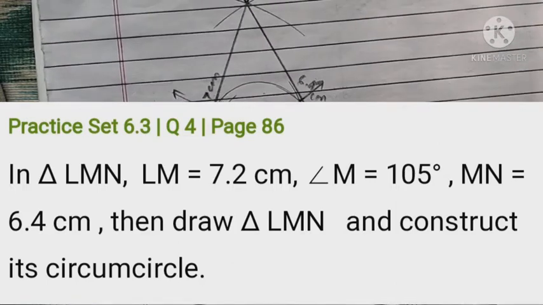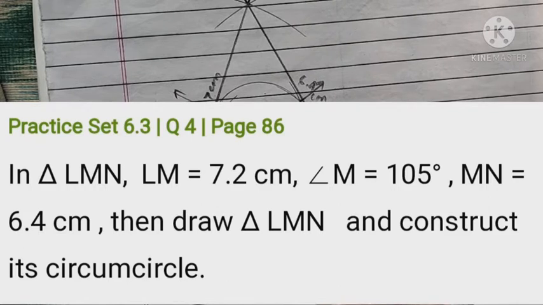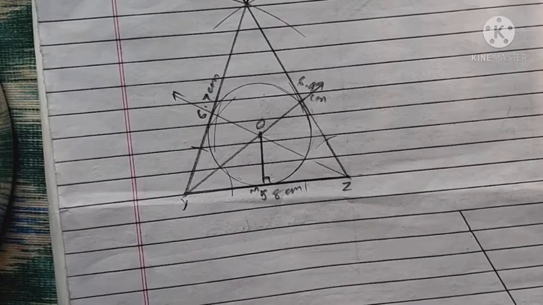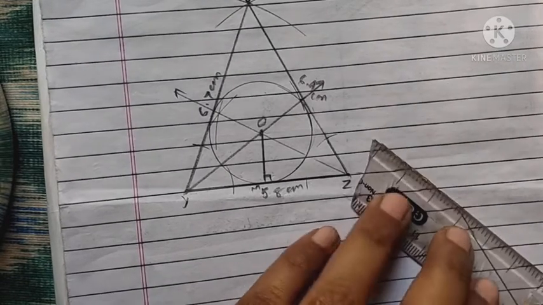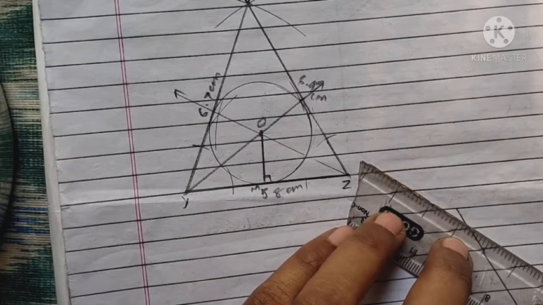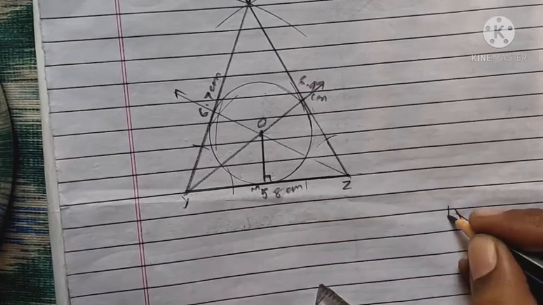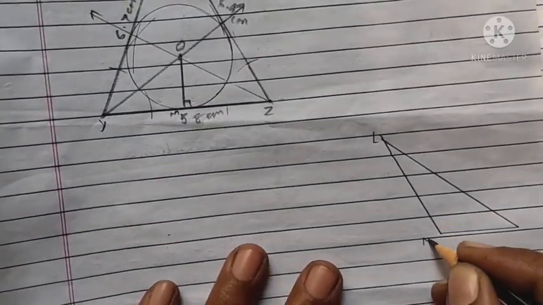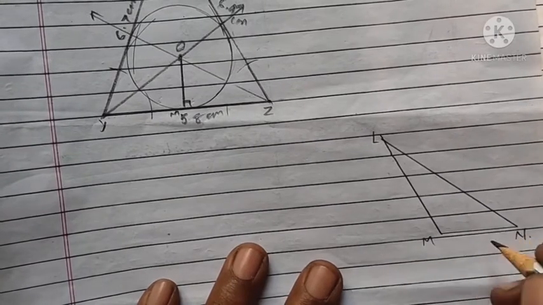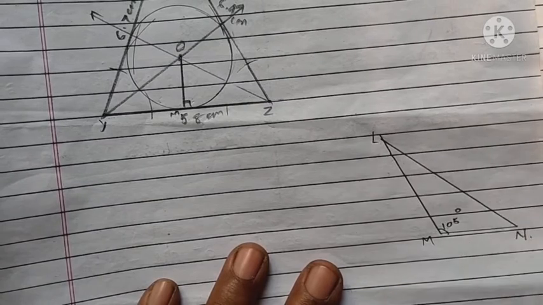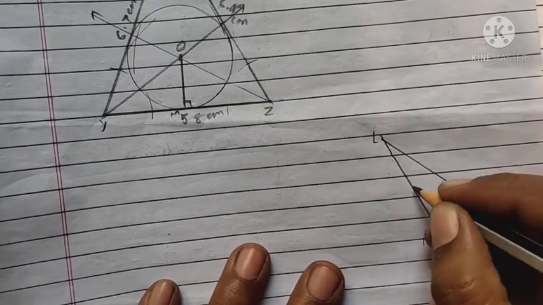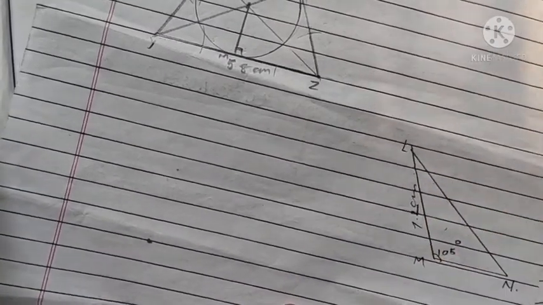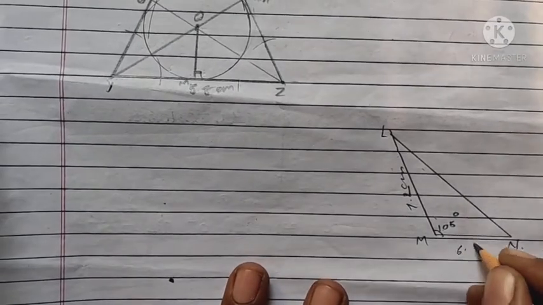So first of all, draw a rough figure. In triangle LMN, angle M is 105. That means it is an obtuse angle triangle. So in the rough figure also I am showing its obtuse angle. L, M, N. Okay, angle M is 105 degree and LM is 7.2 centimeter, and MN is 6.4 centimeter.